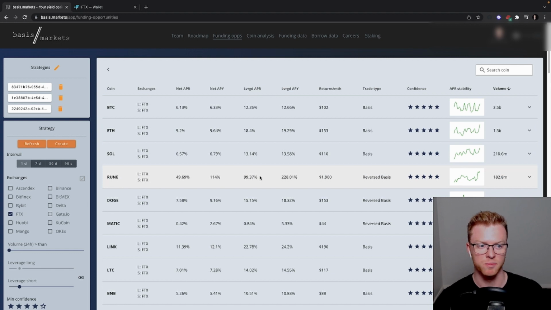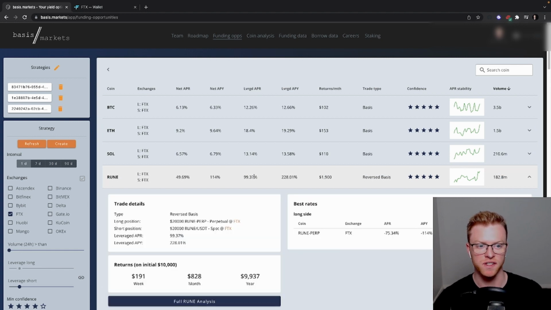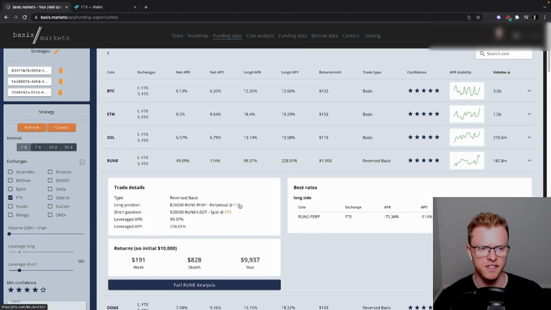And one that's popped up to me is Rune. So Rune is currently paying 49.69% APR on the perpetual contract. There's a negative funding rate right now, and that means that longs are being paid to be long the perpetual contract, and we want to take advantage of that.